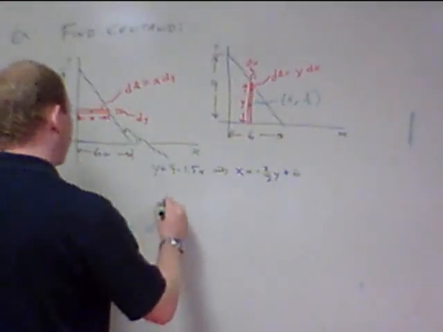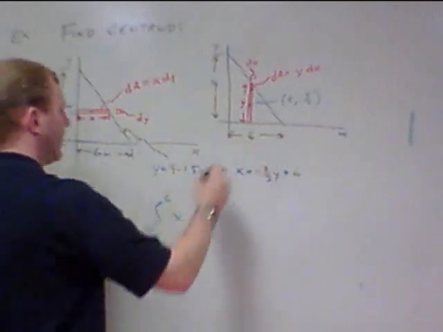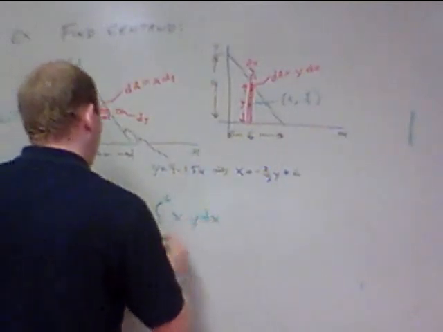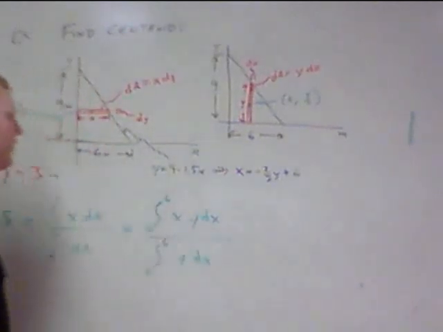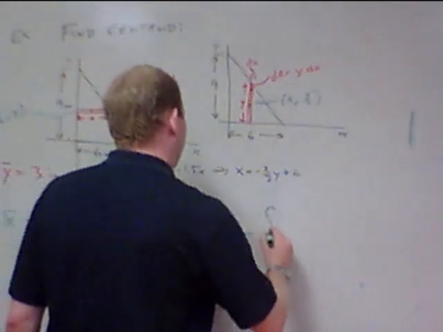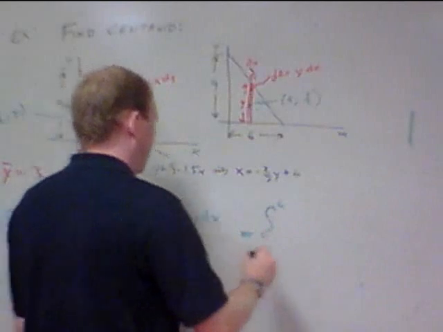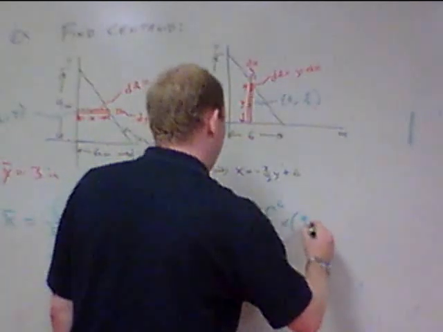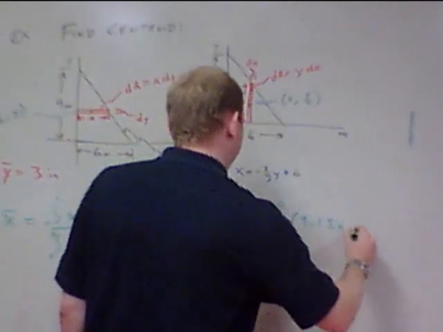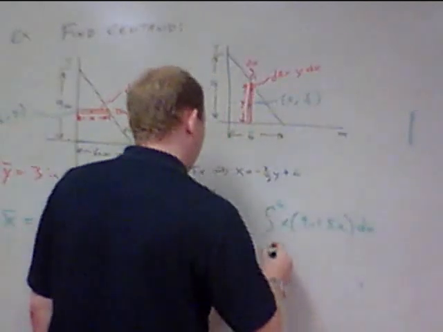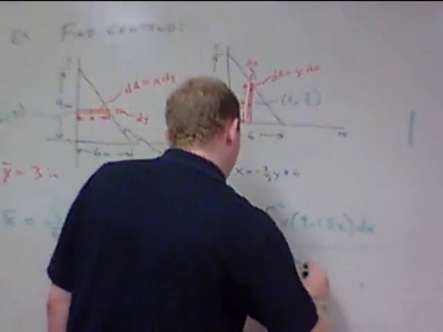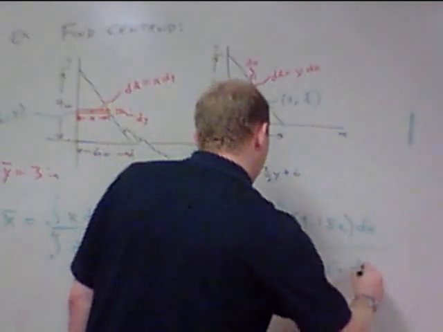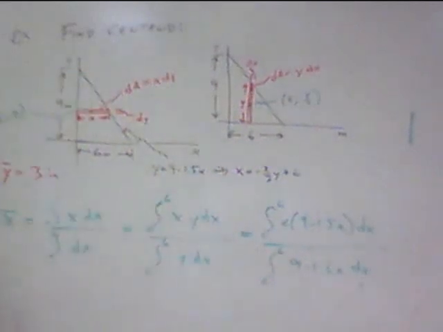So this is the integral from 0 to 6 of x dA, where dA is y dx, over the integral from 0 to 6 of y dx. We do have one substitution here. We have to plug in for y. So this equals the integral from 0 to 6 of x times (9 minus 1.5x) dx, over the integral from 0 to 6 of (9 minus 1.5x) dx.